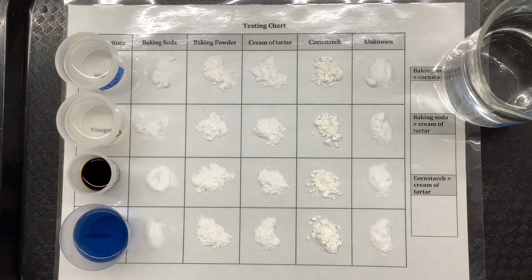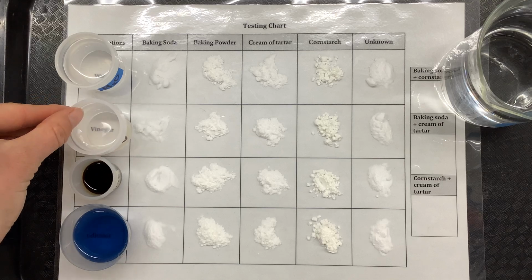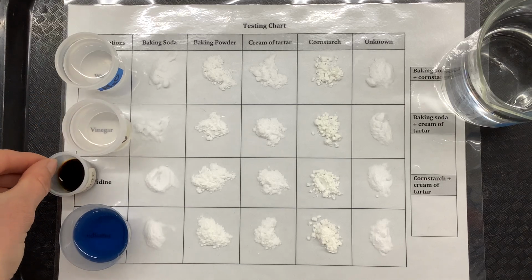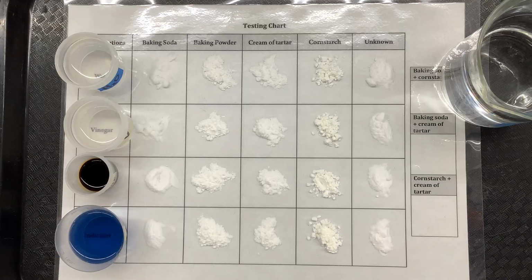Okay, so we are going to test these 4 known powders: baking soda, baking powder, cream of tartar, and cornstarch. So those are our 4 known powders, and then we have this unknown powder. I'm trying to figure out which one of these known powders is the unknown powder. So we're going to test these 4 powders with water, with vinegar, with an iodine solution, and then with this pH indicator, which is showing us how acidic each powder is, depending on the color it changes.